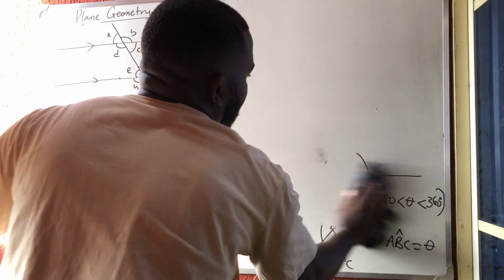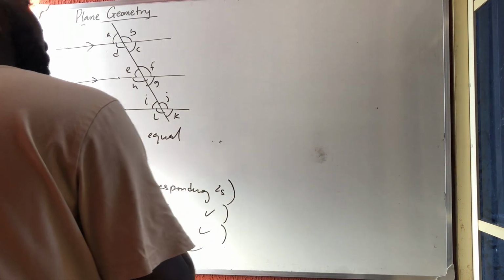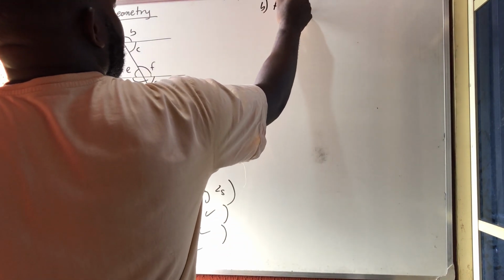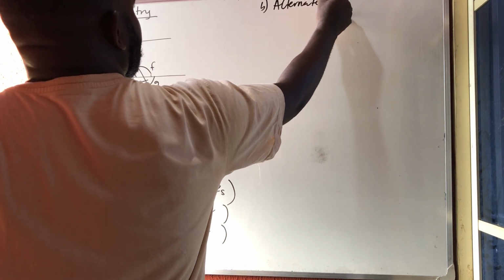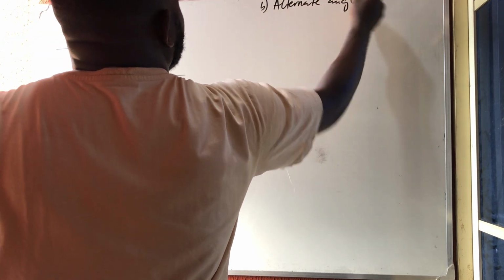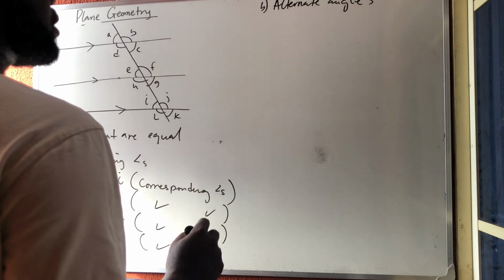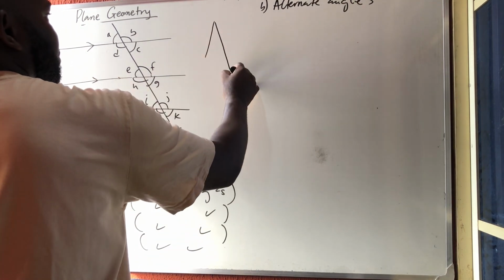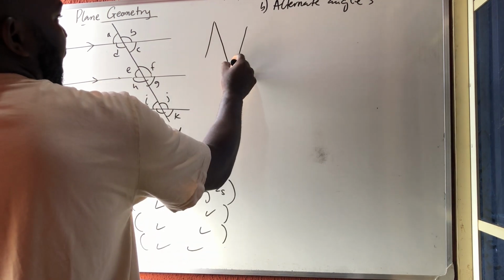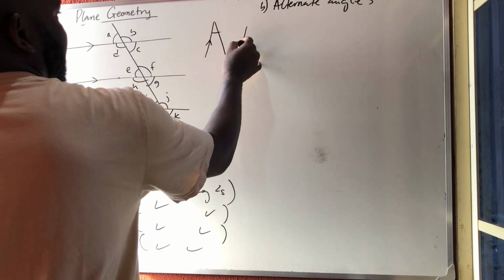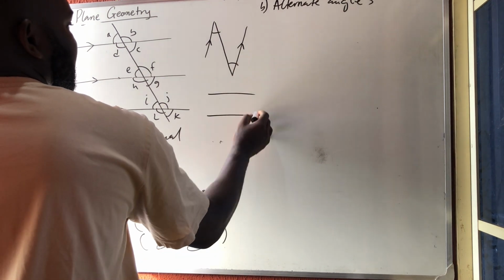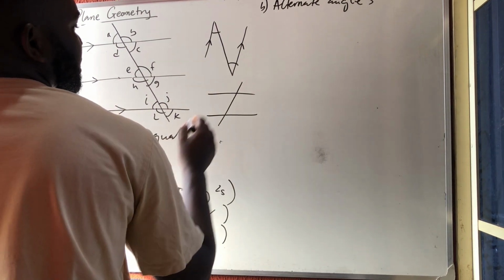The next angles that are equal are called alternate angles, number 2. Alternate angles. Okay, now alternate angles are any angles that form an N like this. It must form an N like this. So here must be equal to here if here is parallel to here. Okay, the next one, they can form Z. They can form Z, either Z like this.